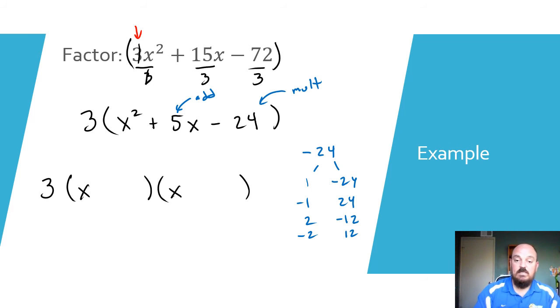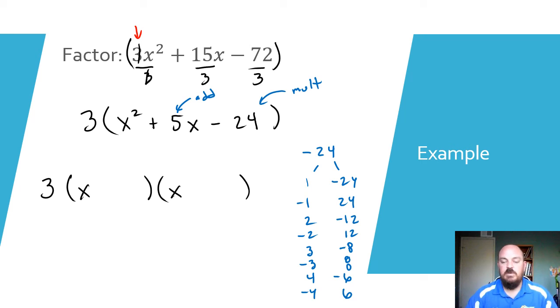Could be 3 and 8. Positive 3 times negative 8, or negative 3 times positive 8. And it could be 4 times 6. Positive 4 times negative 6, or negative 4 times positive 6. And fortunately, that's our last one, because I'm out of space. 5 does not work, and we're back to 6.